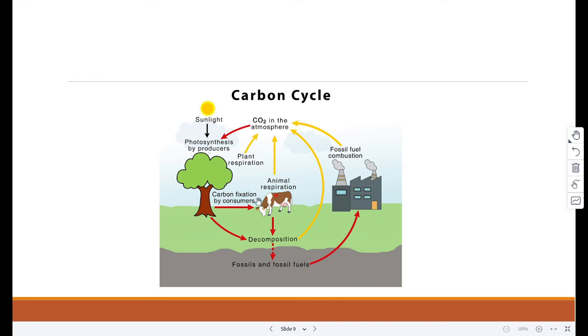And then this is the cow. So basically carbon is released into the atmosphere during the respiration of plants, animals, and decomposers. So this is the carbon cycle.